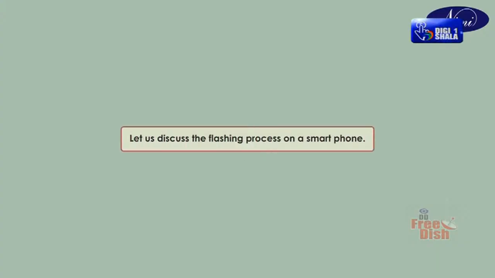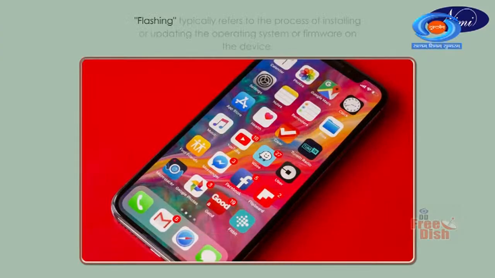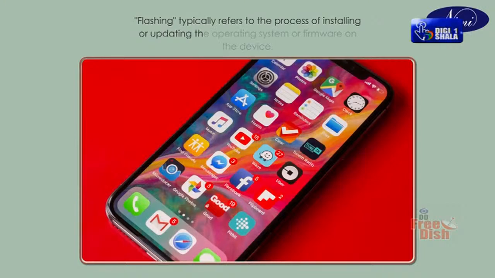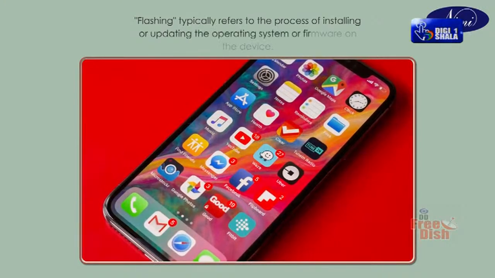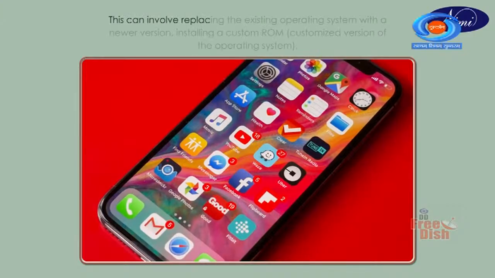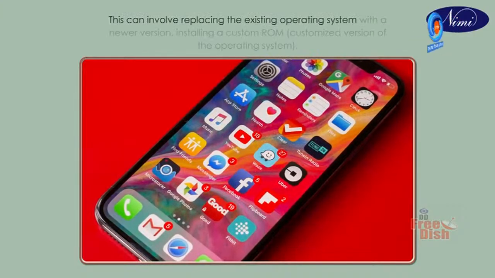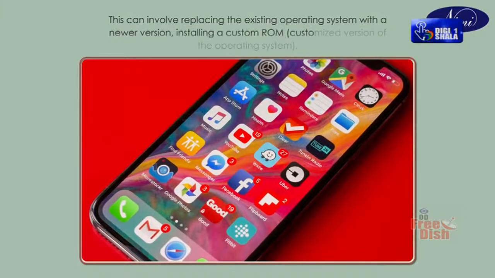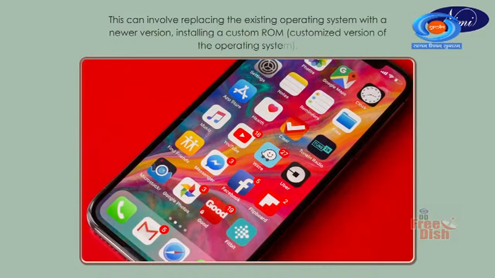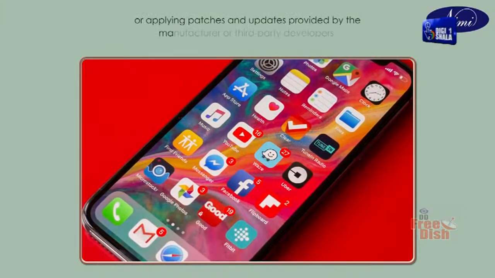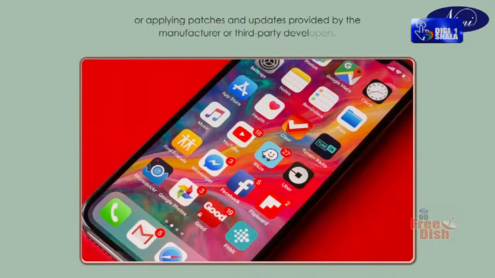Let us discuss the flashing process on a smartphone. Flashing typically refers to the process of installing or updating the operating system or firmware on the device. This can involve replacing the existing operating system with a newer version, installing a custom ROM, a customized version of the operating system, or applying patches and updates provided by the manufacturer or third-party developers.